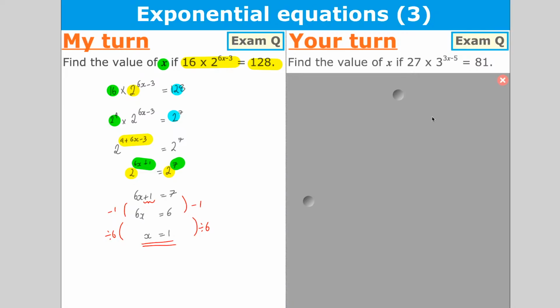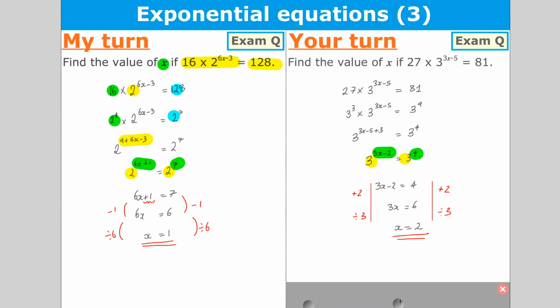Nice one. Okay, Abby, let's have a look what I got. Did I get the same as you? I honestly don't remember. Yes, we did. 2. Nice one. We all got 2. X is equal to 2. Great start to this session.